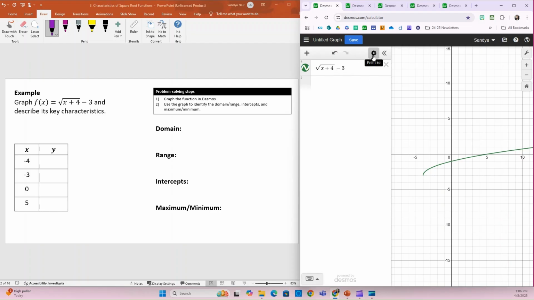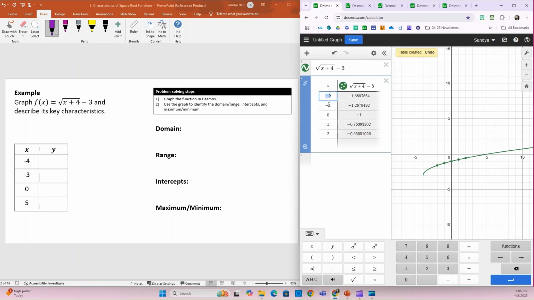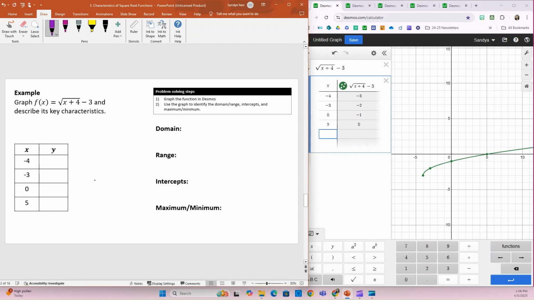So I'm going to click this edit list and then create the table. I'm going to type in the values we need, which are -4, -3, 0, and 5. And I don't need this last value. So I'm going to use that to fill in my table. So now I have an idea of some points that are included on the graph of my function.